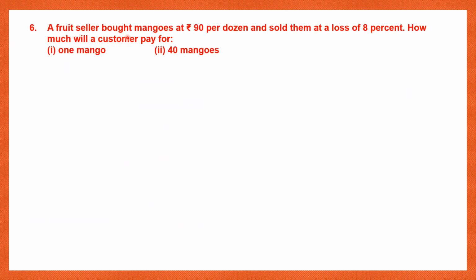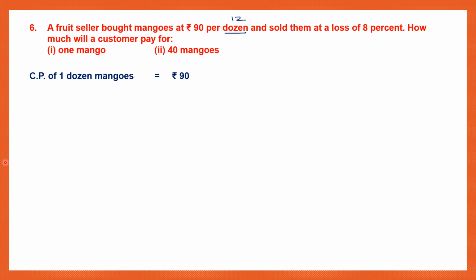Question 6. A fruit seller bought mangoes at 90 rupees per dozen. Dozen means 12. The number is 12. And sold them at a loss of 8%. How much will a customer pay for one mango and for 40 mangoes? So how much he will pay means the selling price. So here we have cost price, we don't know the selling price, but we know the loss percent when it was sold. So let's write down what's given to us.